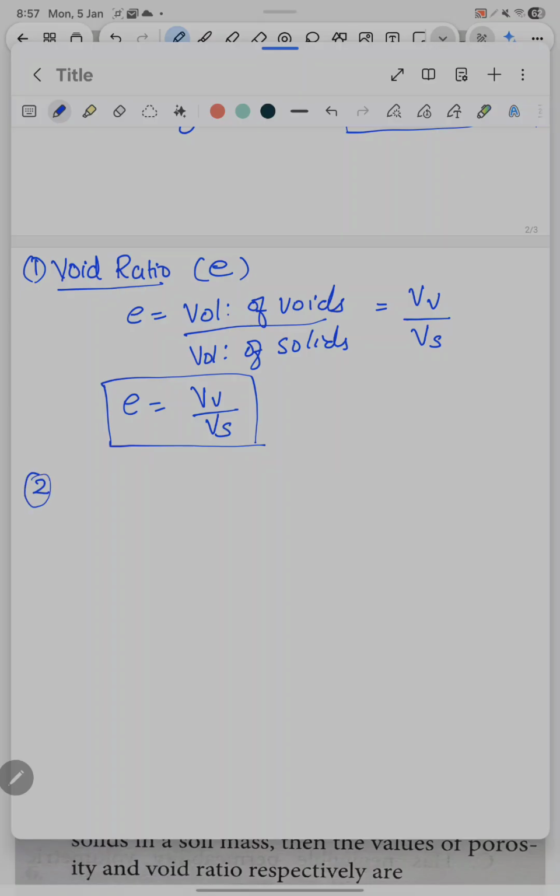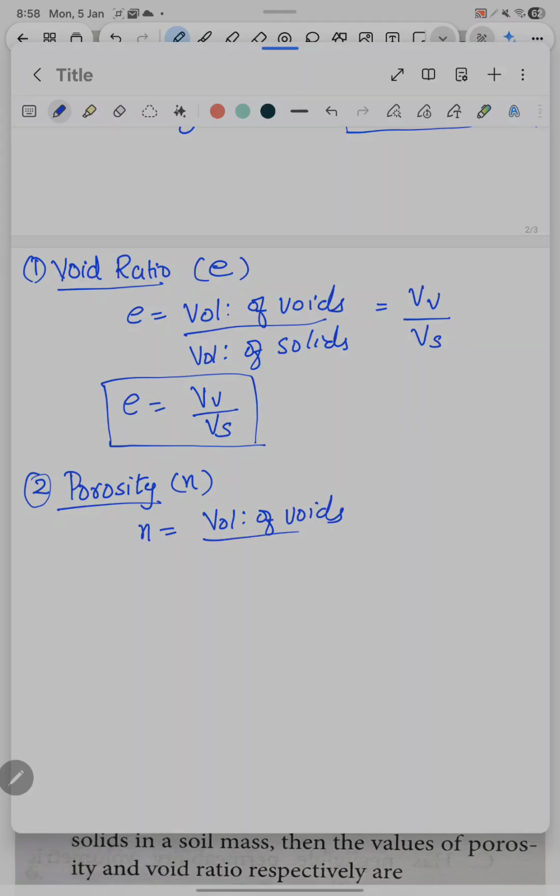The next term is porosity, represented by small n. Porosity n is equal to volume of voids to total volume. So we can write volume of voids VV by total volume capital V, or we can write VV by capital V, which is volume of voids plus volume of solids. This is the relation between porosity, volume of voids and volume of solids.